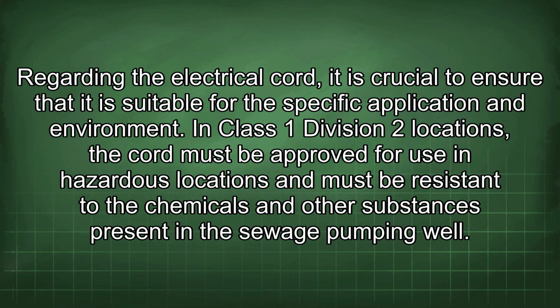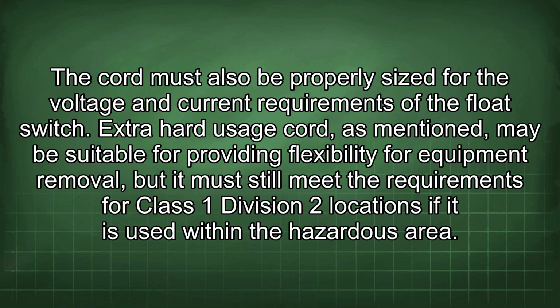Regarding the electrical cord, it is crucial to ensure that it is suitable for the specific application and environment. In Class 1 Division 2 locations, the cord must be approved for use in hazardous locations and must be resistant to the chemicals and other substances present in the sewage pumping well. The cord must also be properly sized for the voltage and current requirements of the float switch. Extra hard usage cord, as mentioned, may be suitable for providing flexibility for equipment removal, but it must still meet the requirements for Class 1 Division 2 locations if it is used within the hazardous area.